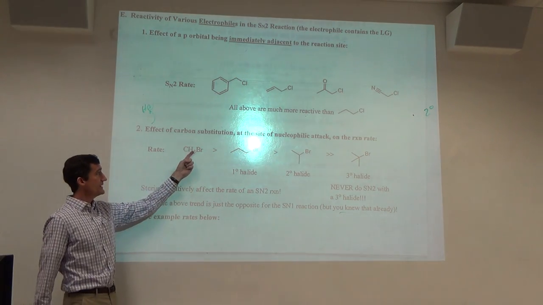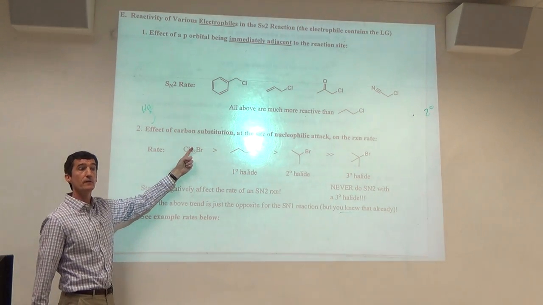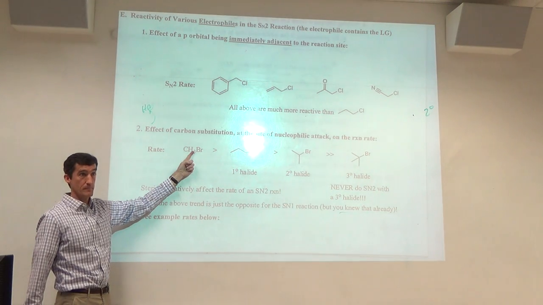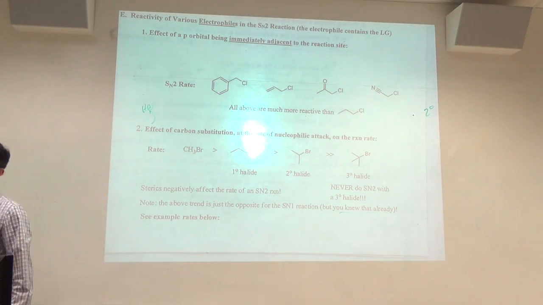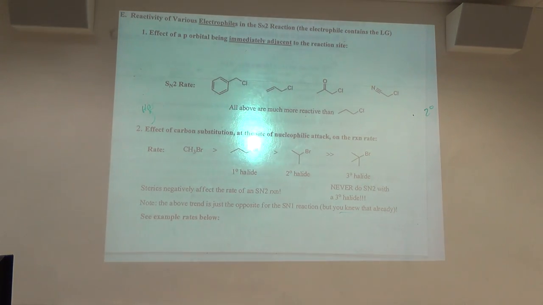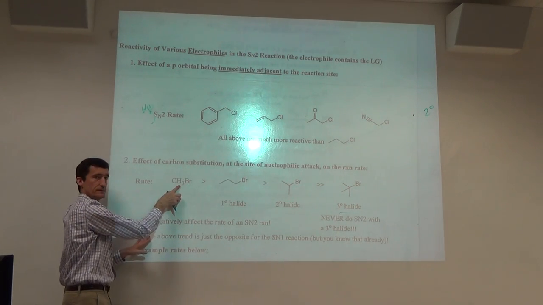Now, methyl bromide is actually very reactive in SN2. Not because there's a p orbital next door, but because there's no steric congestion. Methyl bromide is a gas that's used to fumigate warehouses to kill roaches and rats and all types of stuff like that. It's very reactive. So this guy is just as toxic as those, but for a different reason.